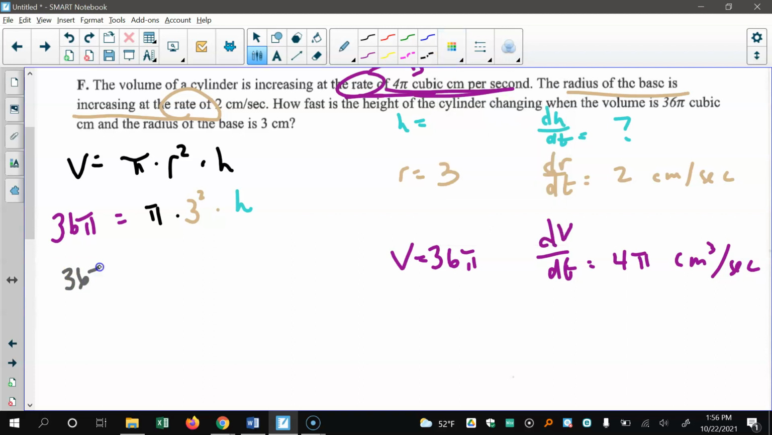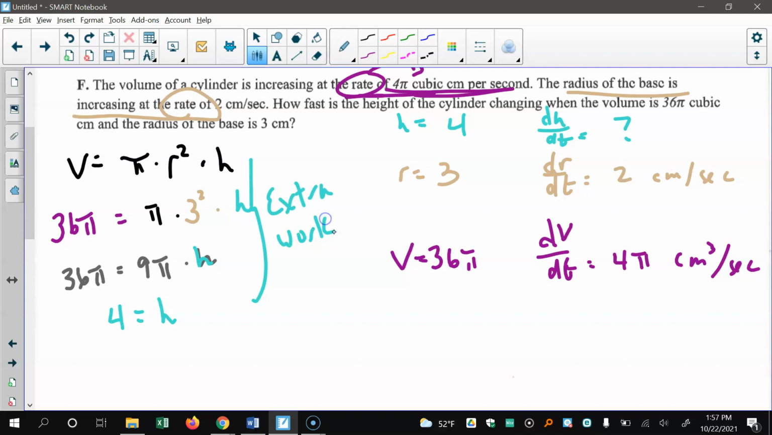So now we have 36 pi equals 9 pi, because 3 squared is 9, and we're multiplying it times pi, times h. And if we divide by that 9 pi, we are going to get that h value, and that h value is going to be 4. So the height is 4. Notice I had to do some extra work to solve for h. Extra work. And I think that idea is new to us of the problems that we've looked at.